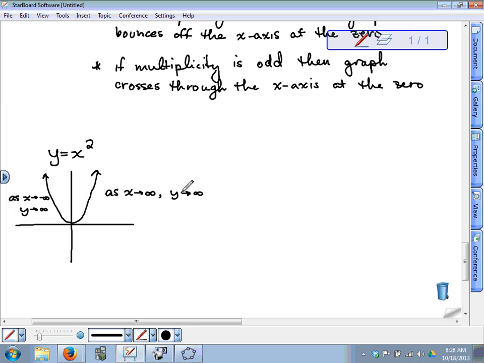But the key here is, aren't both sides of the graph at least heading in the same direction? Whether it's positive infinity or negative infinity, aren't both sides of the graph going to the same place? Yes. Why is that? The exponent is even. Okay? Now, let's compare that to an odd exponent.